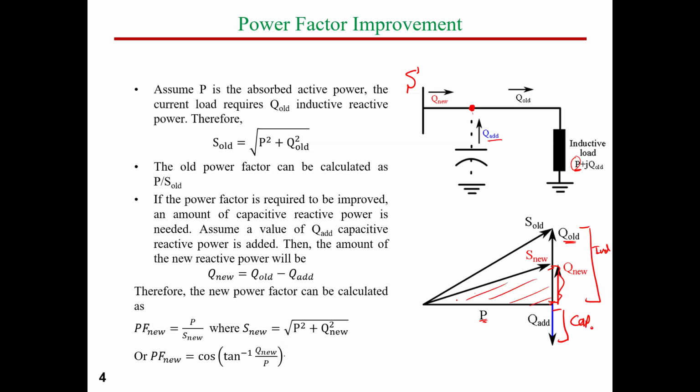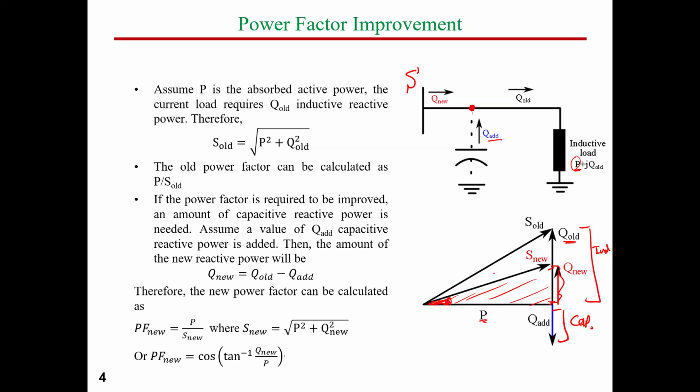So this is the new triangle of power. So the new power factor is nothing but cosine of this angle. So this is the angle of the power factor. How can we get it? Easily, you can get it by means of cosine inverse of P divided by S new, or it could be sine inverse of Q new divided by S new. So you can use whatever function you need.